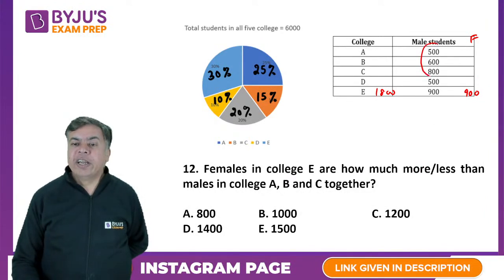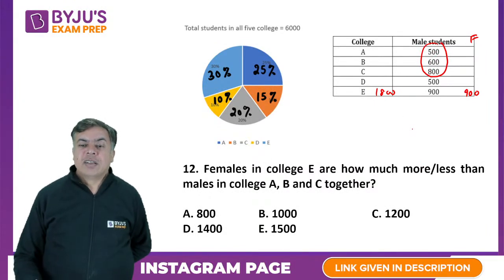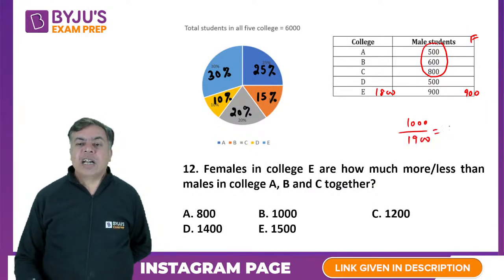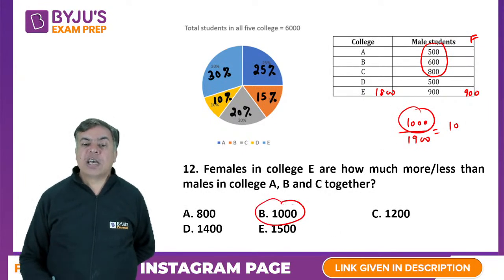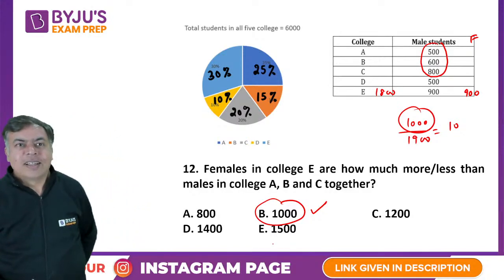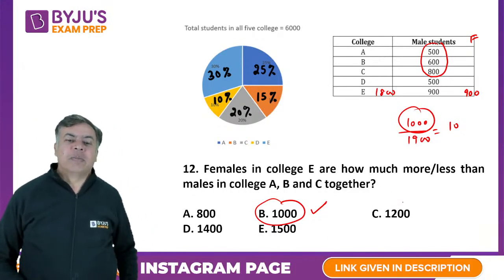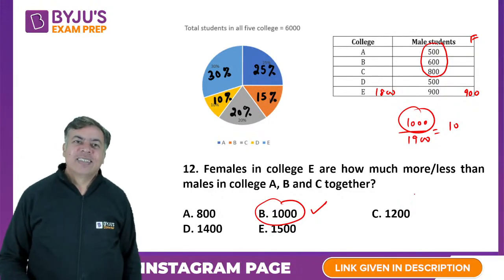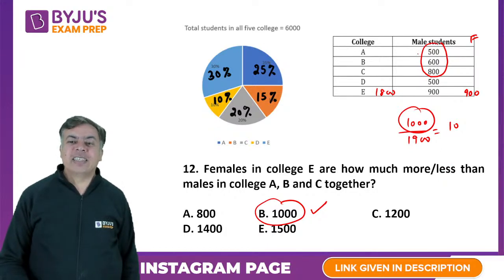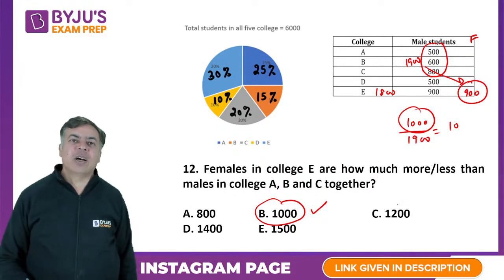For A, B, C together we already know the male students: 5, 6, 11 and 8, 19. So it is 1000 less than 1900. The answer is only in numbers, not percentage. I think this is the easiest because he is just asking for the numbers. The total male is 1900 and females are 900, so it is 1000 less.